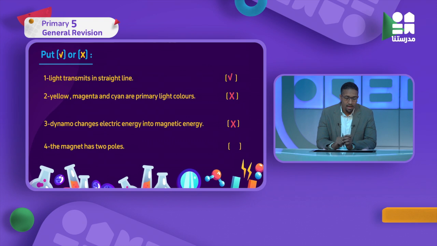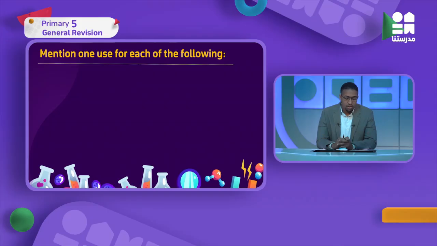Number 4, the magnet has 2 poles. Is that right or wrong? Yes, we remember them. North pole and south pole. So the magnet has 2 poles. Mention one use for each of the following. Filter paper. We use filter paper in what? We use filter paper in separating solid materials that are insoluble in water. We separate solid from liquid. The solid is insoluble in water like sand and water. So we use filter paper.